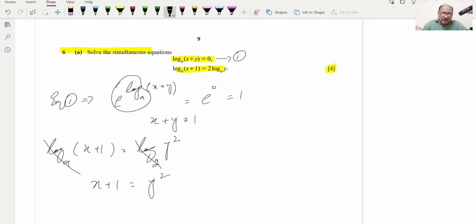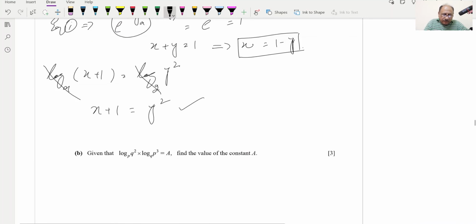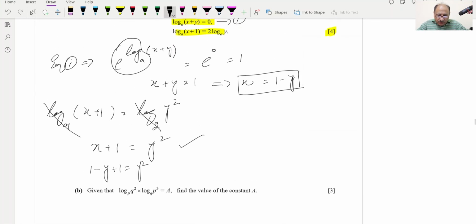From here we can take the x value to be equal to 1 minus y, and this value 1 minus y we will be replacing in this equation, and we will get 1 minus y plus 1 is equal to y squared. Now this will be our quadratic equation in terms of y. So y squared plus y minus 2 is equal to 0.